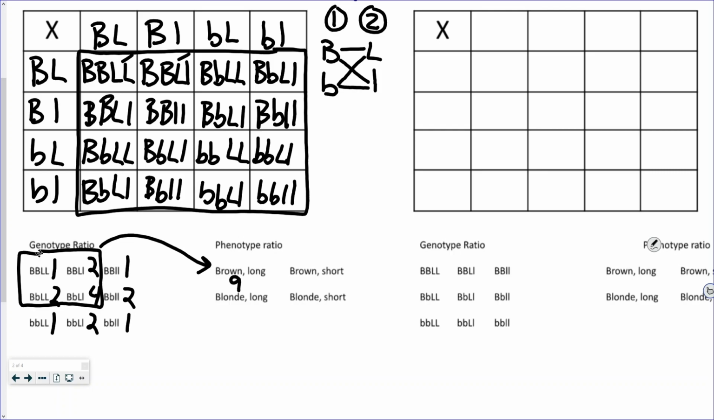For figuring out the brown and short, that's these ones right here. I add those two together, 2 plus 1, and I get 3 for brown and short. For then blonde and long, it's these 2 numbers right here. I add those 2 together. 2 plus 1 is 3. And then finally my last one is blonde and short. Add those together to get 1.